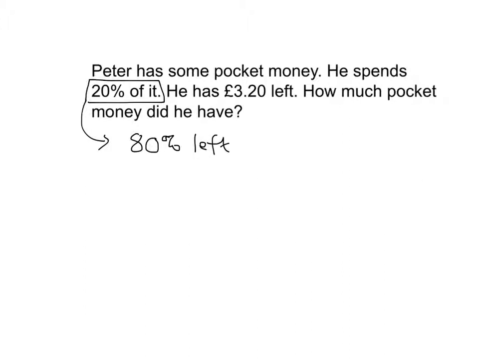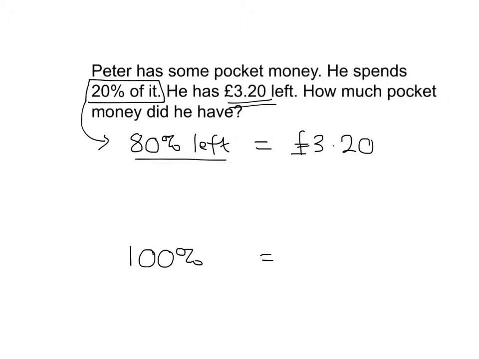And that tells us that his 80% left must be worth £3.20. So we've got to use that 80% to work out how much money he started with, i.e. what is 100%. So if we've got 80% as £3.20, we need to use that to work out 100%.